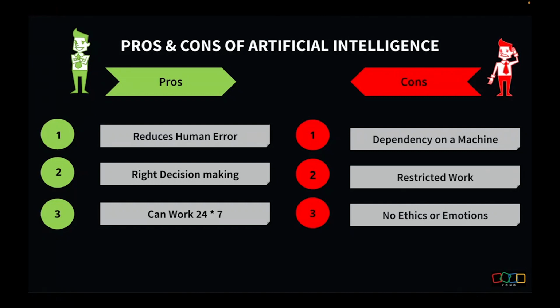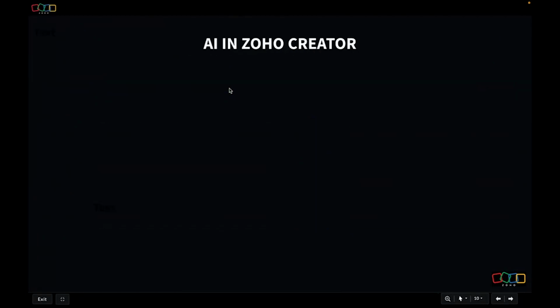Considering the drawbacks, we will be definitely depending upon a machine. It can do only the work that is allotted for it. And of course, it doesn't have any emotions or ethics. It works the way that it is programmed.